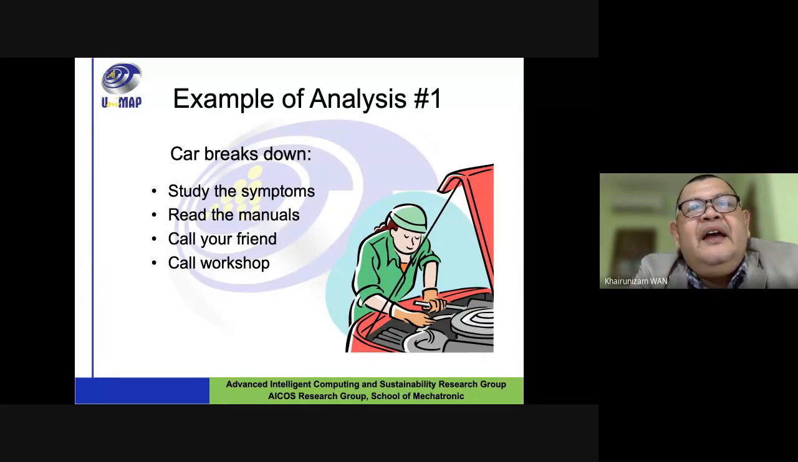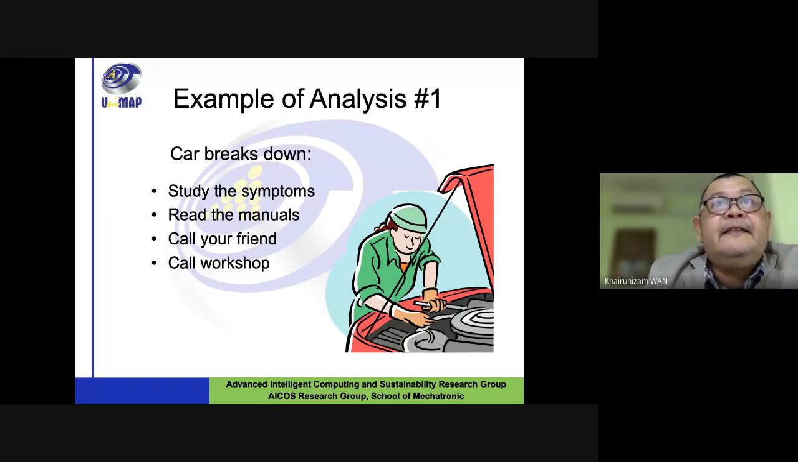Okay, and then if you know the symptom, you need to read the manual to try to solve the problem. Even though it has a manual and you read it, you still cannot solve it. So you have to call your friend who knows about the car, and if your friend cannot help you, you have to call a workshop. So this is an example analogy of analysis.